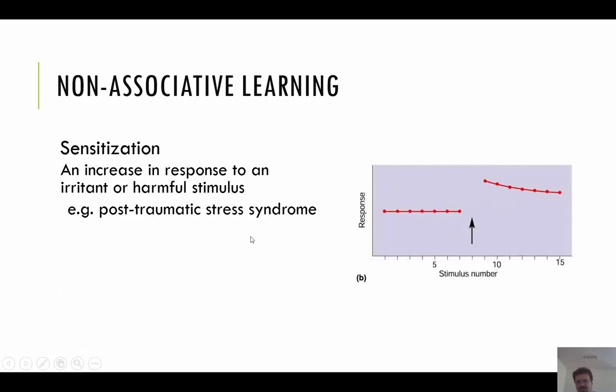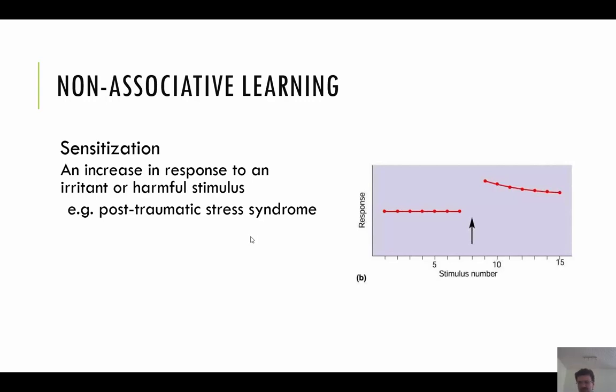Another example of non-associative learning is sensitization, which is an increase in response to an irritant or harmful stimulus. In this case, there was a stimulus and it wasn't triggering much of a response, but something happens and suddenly you have an exaggerated response to the same stimulus. Persons who suffer from post-traumatic stress disorder because they have gone to war might come home and hear a door bang and they might jump, they might startle, because the door banging triggers in them a sense of a gunshot or the sounds of war, and they're highly alert to those things. That would be an example of sensitization.